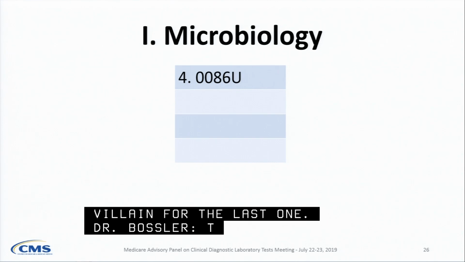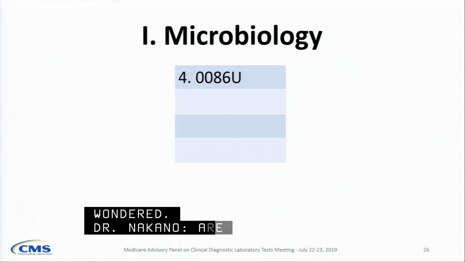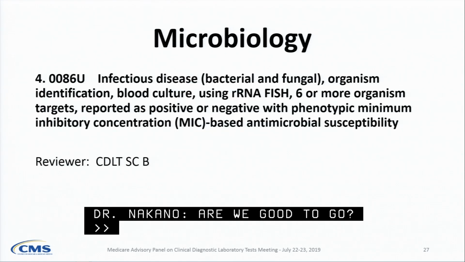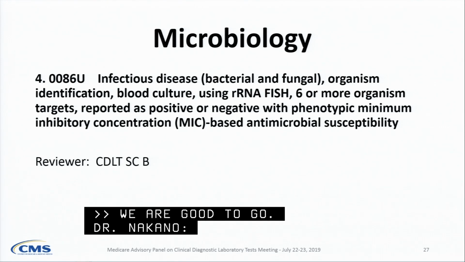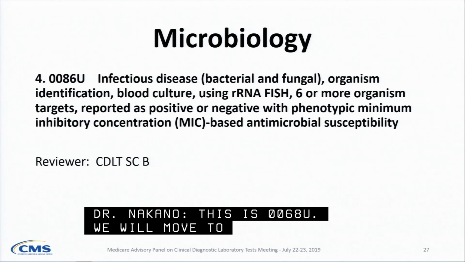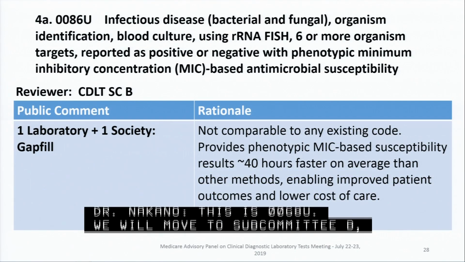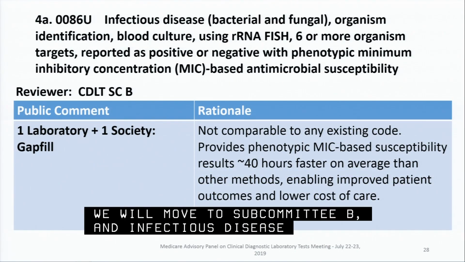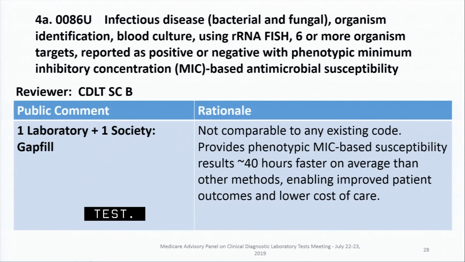All right, so we're on item number 4, microbiology, category 0086U. We're going to move on to subcommittee B. This is an infectious disease, bacterial, and fungal related identification test. And for subcommittee B, I'm going to turn this over to Dr. Chandra.